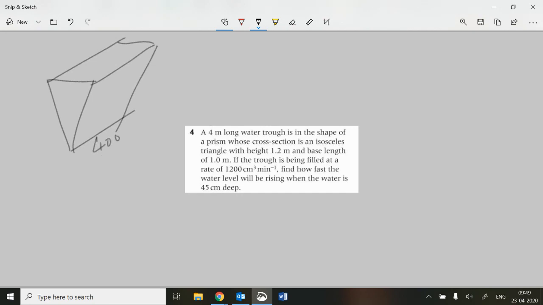And it says as well that the base length is 1 meter for this isosceles triangle. So it's our isosceles triangle. So this is 100 centimeters there. And we're also told that we have a height of this of 120.